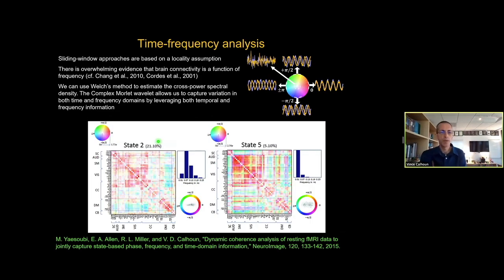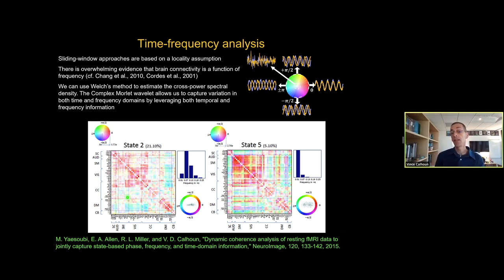Now, a few examples of more advanced metrics. I'm just going to scratch the surface here, but there's a ton of interesting approaches out there. You can, for example, look at time frequency analysis. Here we're looking at an approach based on a complex Morlet wavelet transform.